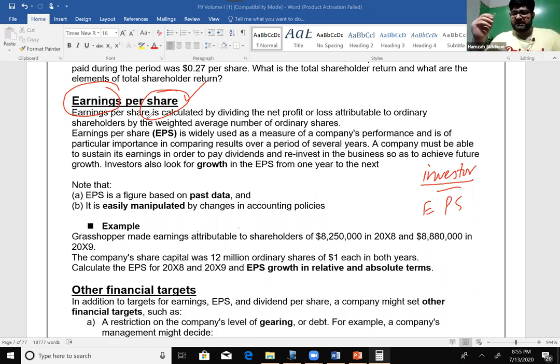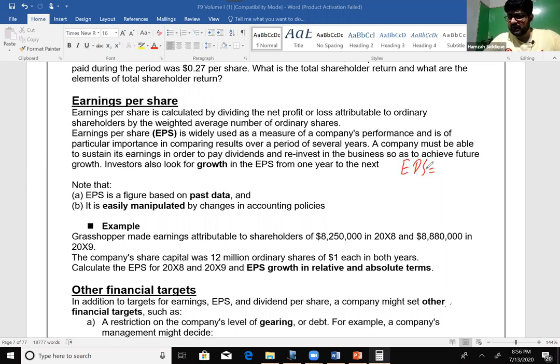Investors compare this year's EPS with the past year and several years. And you know how it is calculated. EPS is equal to earnings attributable to shareholders divided by the number of shares. In this way it is calculated.